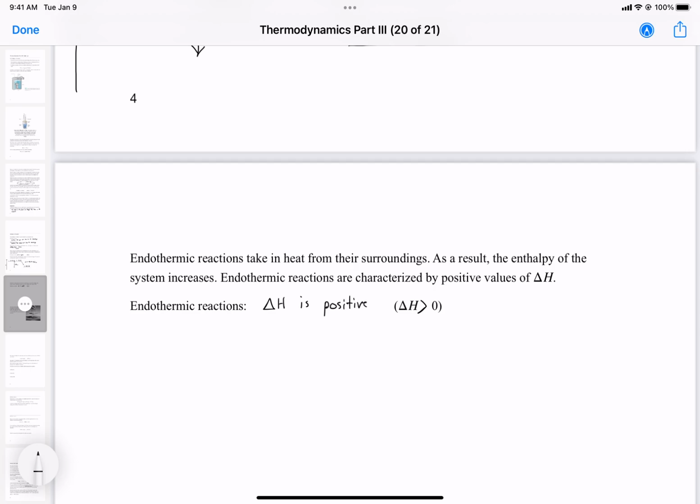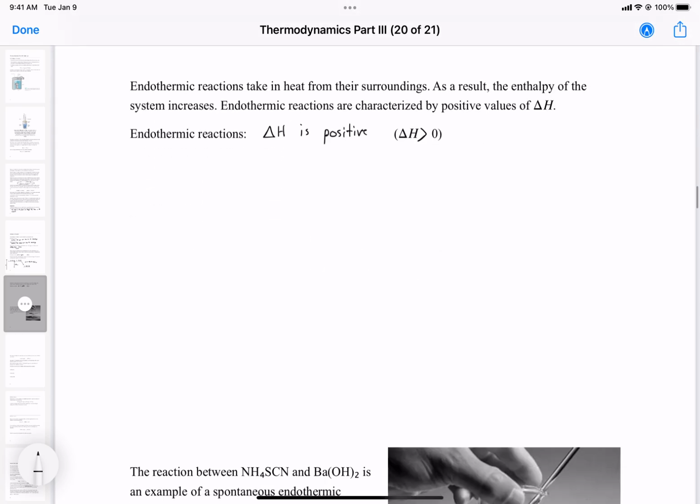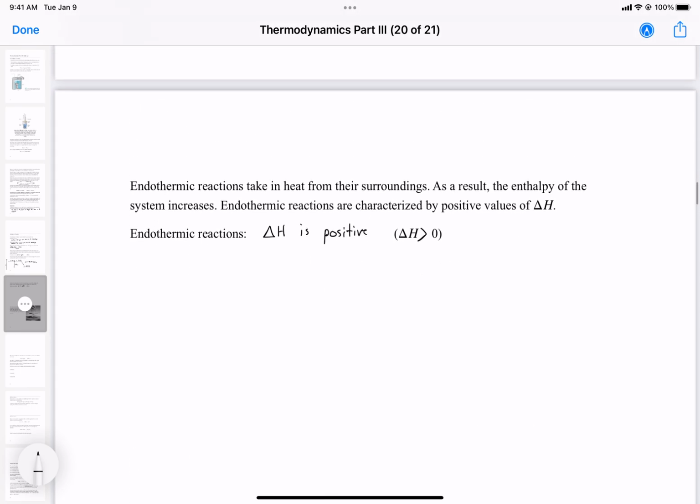Okay, so now before we go to the example I included in the slides, let's take a moment and explain what's an exothermic process, endothermic. If we take a reaction and one direction is exothermic, the other direction by default has to be endothermic. So let's take the example we just did.